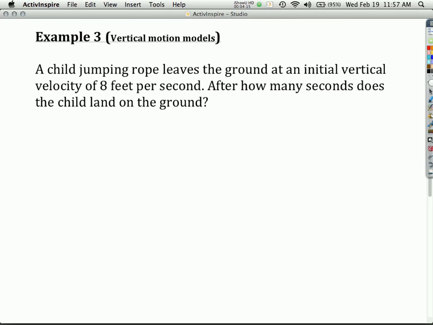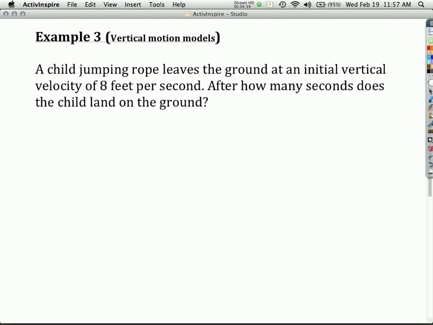I've already given it away that this is a vertical motion model question, but it does not say anywhere to use the vertical motion model. What's the giveaway? Other than the fact that I put it in parentheses, but looking at the actual question, what's the giveaway? Maria? Yeah. When you're given a piece of information that says initial vertical velocity, that's a clue.